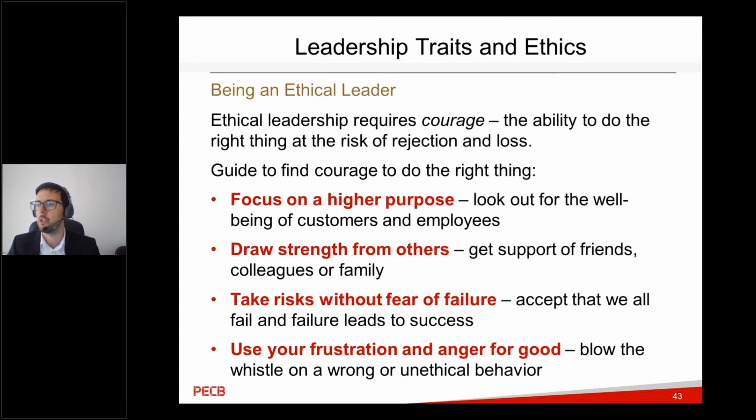And finally, we use frustration and anger for good. If you feel frustrated at some unethical behavior, you can always be a whistleblower, and that will help you lead with a positive, ethical leadership style. So basically, it's as simple as following the golden rule: do unto others as you want them to do unto you.